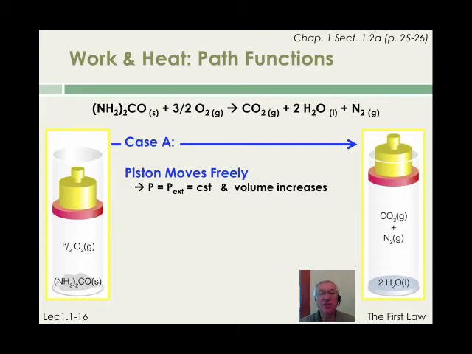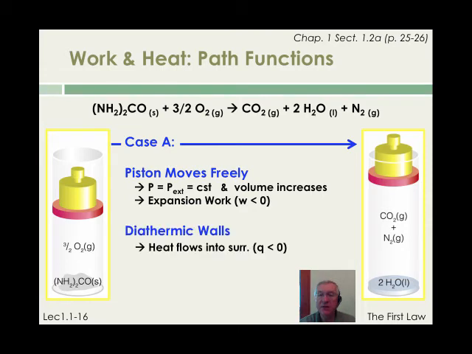The system is pushing its boundaries into the surroundings, opposed by the external pressure. So the system is doing work on the surroundings. That is, the work done by the reaction is negative. The combustion reaction is exothermic, and the cylinder walls are diathermic. So the heat generated by the chemical reaction flows from the system into the surroundings. That is, the heat Q is negative.